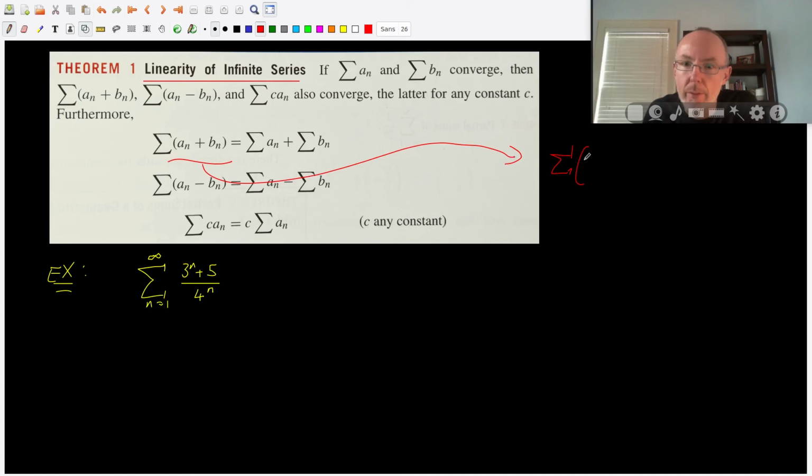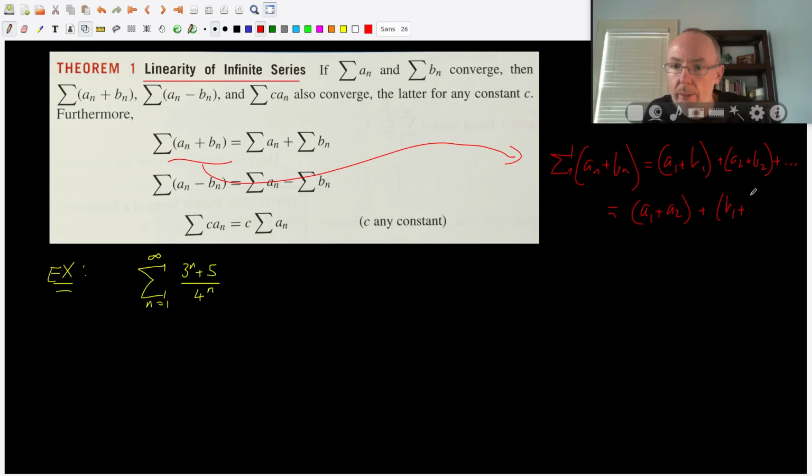If I think of what this series is going to give us, the sum of a sub n plus b sub n, that's going to be a1 plus b1 plus a2 plus b2, and so on. And we can just rearrange those if they converge. If we can rearrange these things and write them that way, then you can imagine rewriting this first one as the sum of the a-n's and this second one as the sum of the b-n's. So you can see how that kind of works.